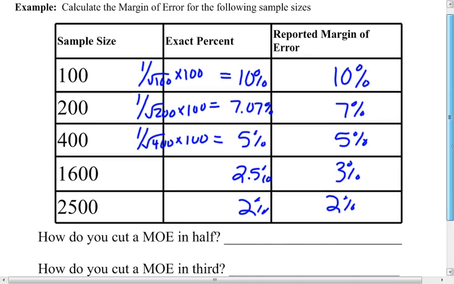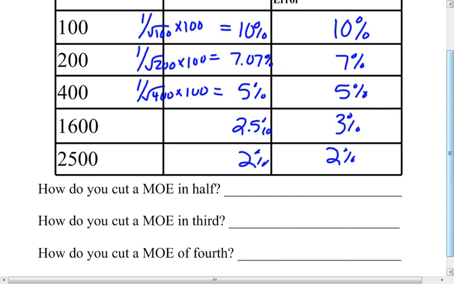Okay, so if you look at this, I want you to think about how do you cut a margin of error in half? Well, if you look at this, if you compare a margin of error that's been cut in half, okay? So this is 10% right here, this is 5% right here. The margin of error has been cut in half, but the sample size had to go from 100 to 400, so it was a 4 times bigger sample size. Okay, so that's what you do to cut it in half.